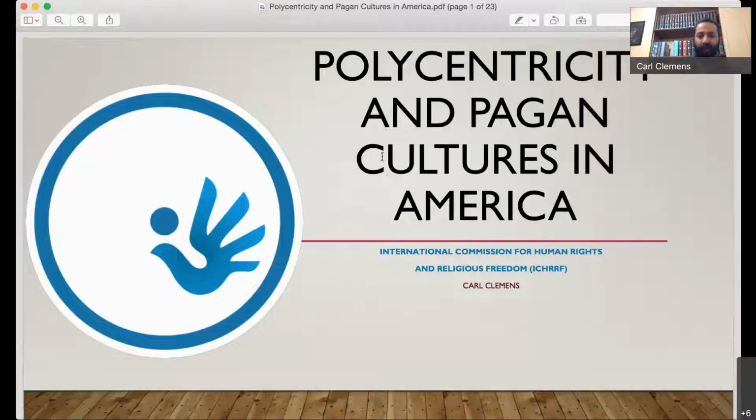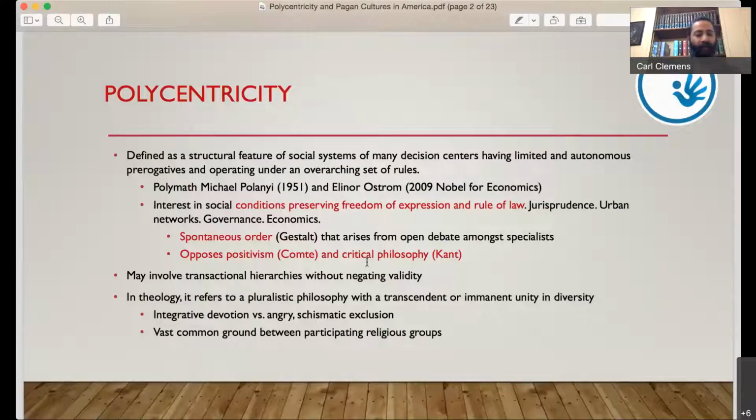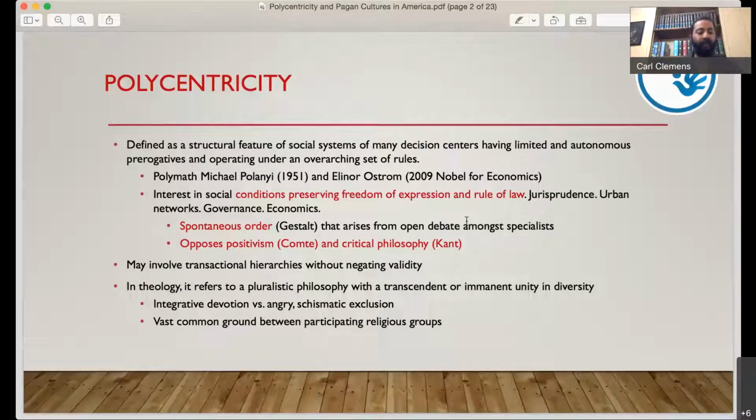So, polycentricity and pagan cultures in America. We'll start off just by defining what polycentricity is. This term entered academia in the early 1950s, thanks to Michael Polanyi, a famous Hungarian-British polymath. He was a scientist, an economist, a philosopher, and he defined it roughly as a structural feature of social systems comprising many decision centers, not just one, each having limited and autonomous prerogatives, and all of them operating under an overarching set of rules.